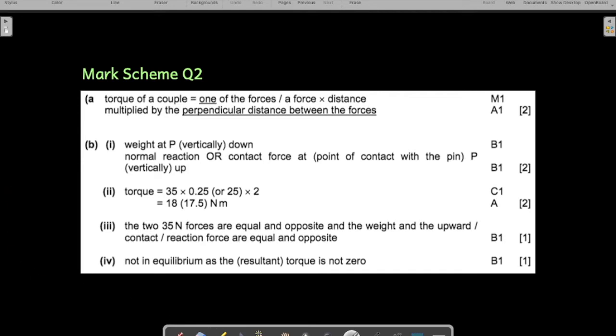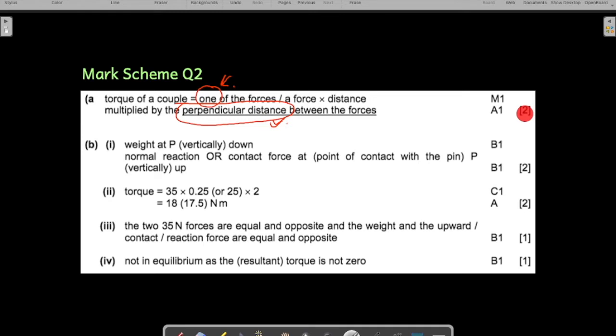Because you have to clearly specify one of the forces. Do not miss this term. Multiplied by perpendicular distance between the forces. Please do not, at this level of AS, forget to mention the term perpendicular distance. Perpendicular distance between what? Between the forces. So that's why it is a 2-mark question.